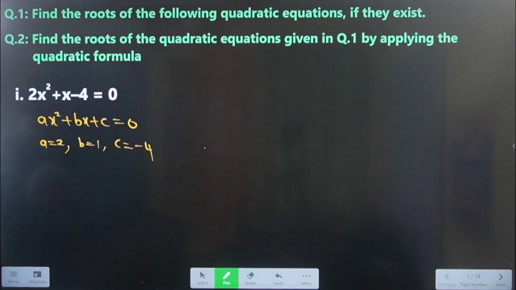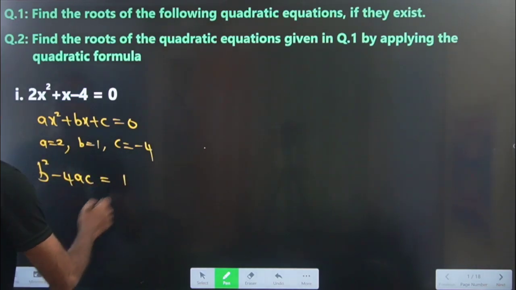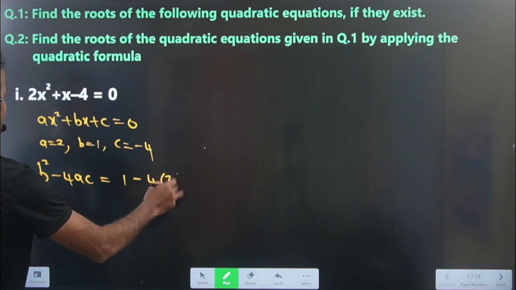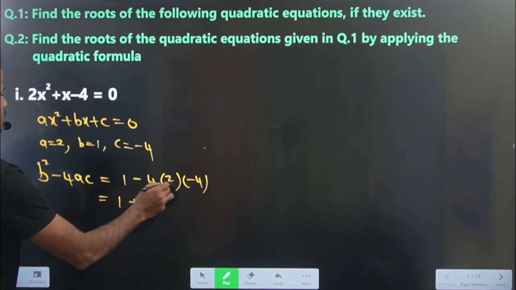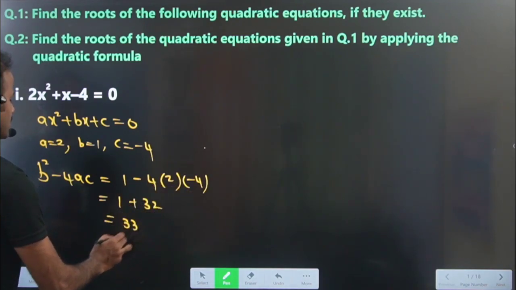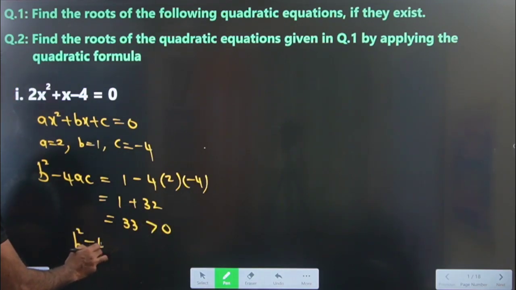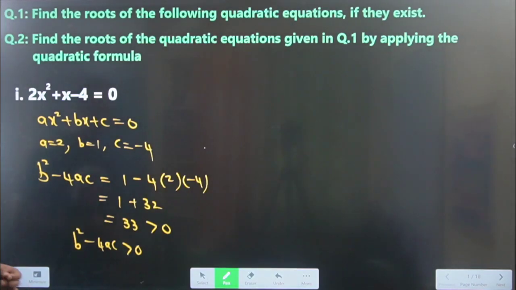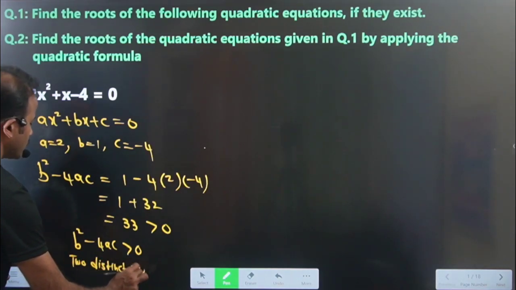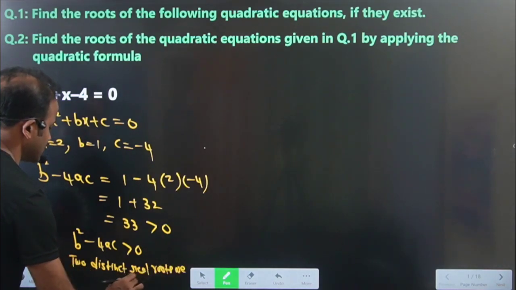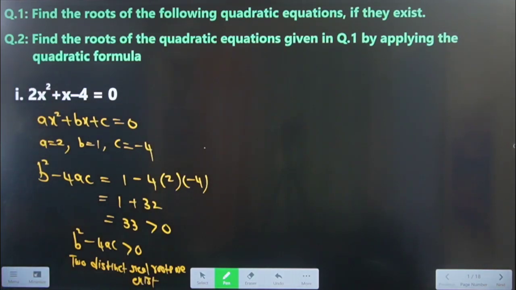To check whether the real roots exist or not, you use the formula b square minus 4ac. The value of b is 1, so 1 square is 1, minus 4 into a value 2 and c value minus 4. Minus into minus is plus, 4 eights are 32, plus 1 is 33, which is greater than 0. So if b square minus 4ac is greater than 0, that is positive, that means two distinct real roots exist. You have to write it like this: two distinct real roots exist.